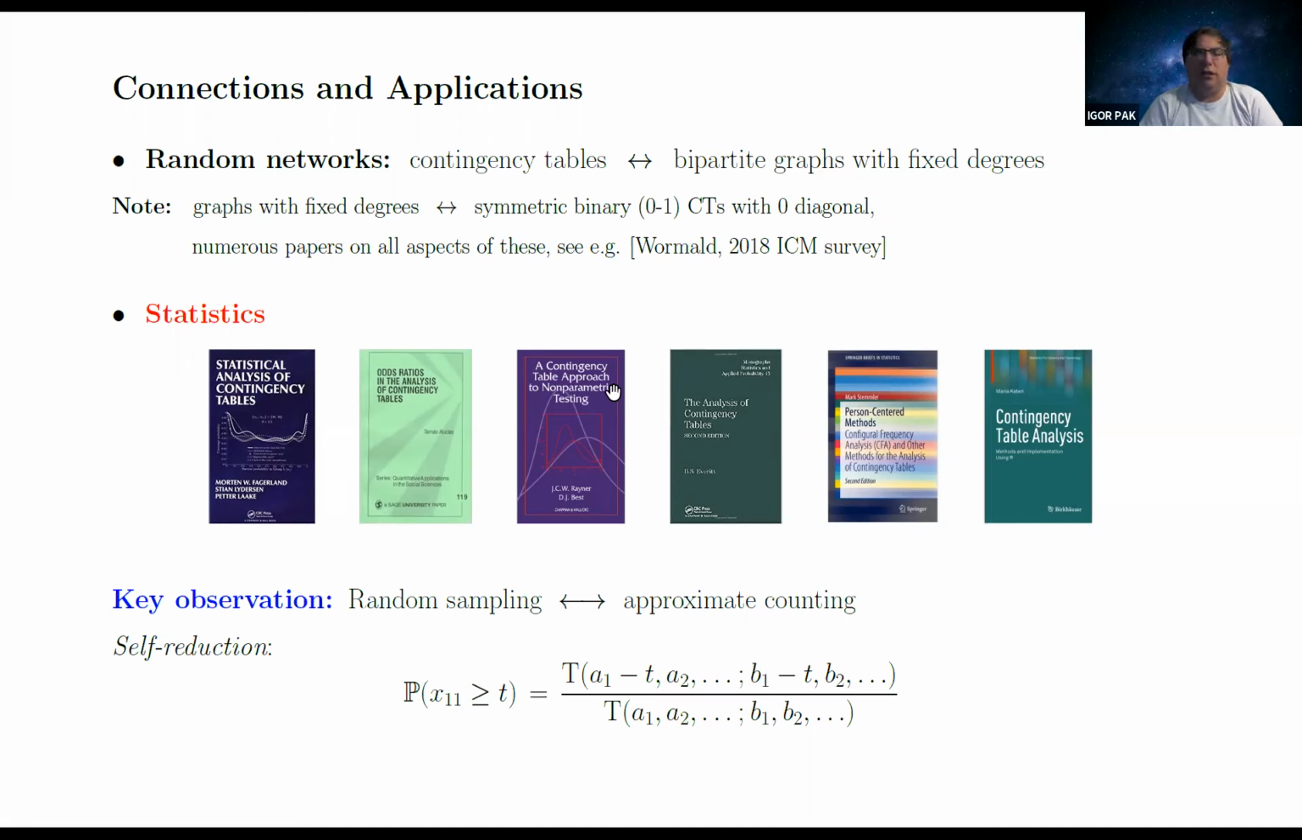This is a point about the connection between approximate counting and random sampling. Since we already know that you shouldn't be trying to compute these numbers exactly, approximate counting is the best you can do. One should understand that approximate counting is exactly the same as random sampling, simply because if you have a random contingency table, the probability that some entry, say x11, is greater than t, is exactly equal to the ratio of the number of contingency tables when you subtract from the first row and the first column this number t.